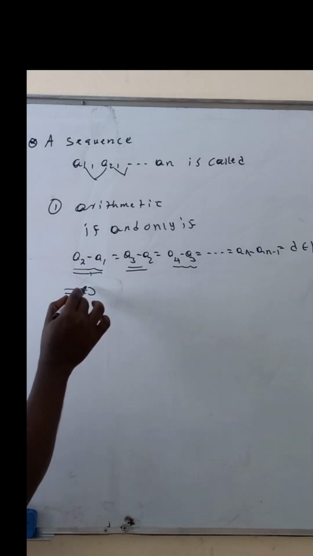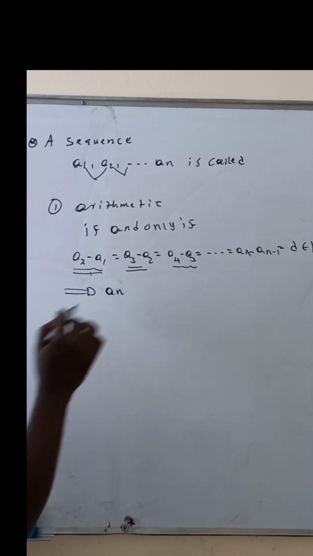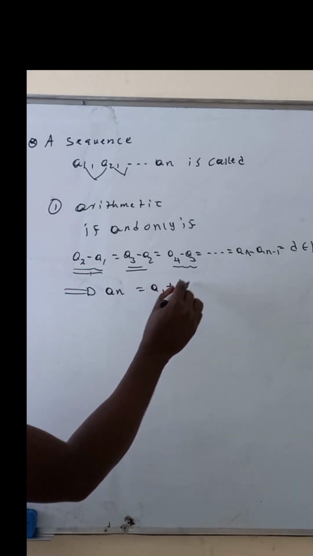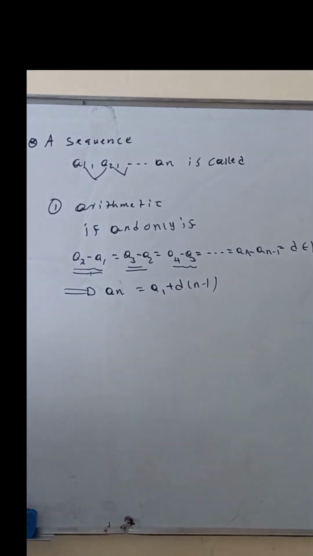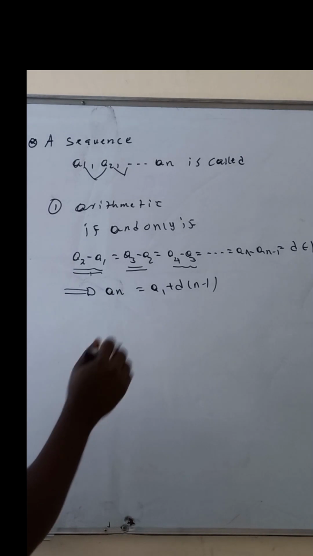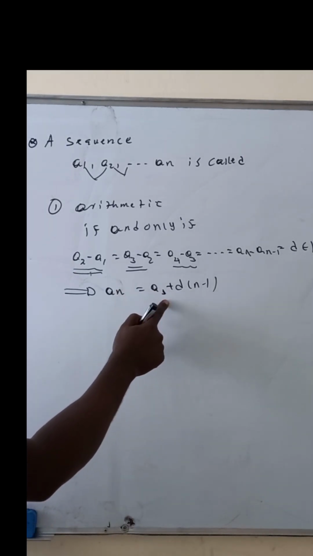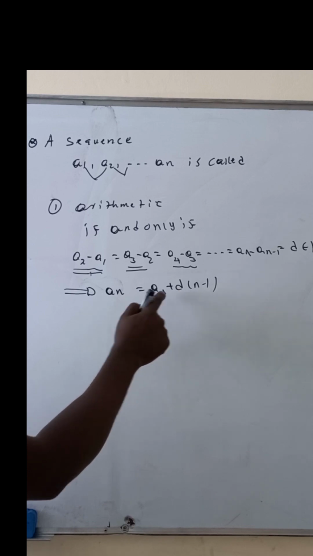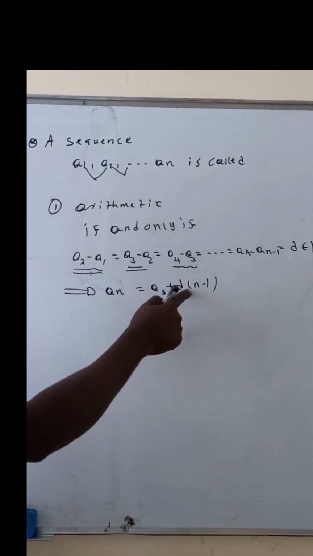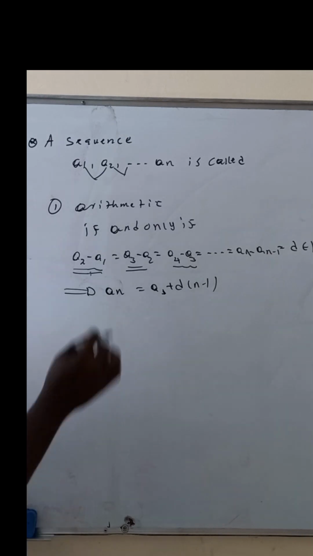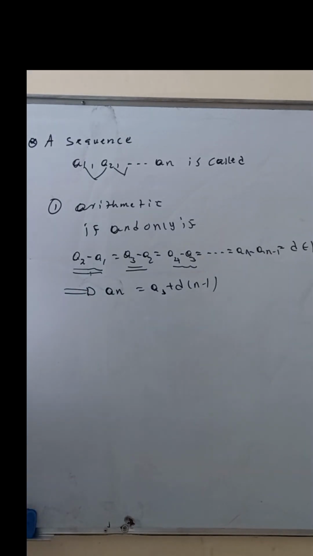Now this implies that the general or nth term for this kind of sequence is given by A1 plus D times (N minus 1). So if the given sequence is arithmetic, its general term is An equals A1 plus D times (N minus 1). A1 means the first term, D means the common difference, and N simply means the nth term of the sequence. We call this the nth or general term for the given sequence.